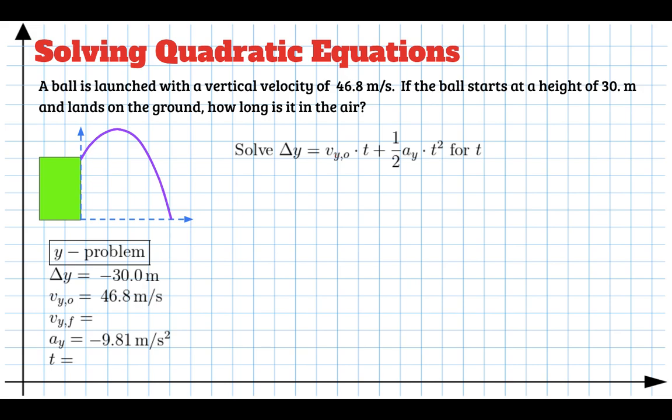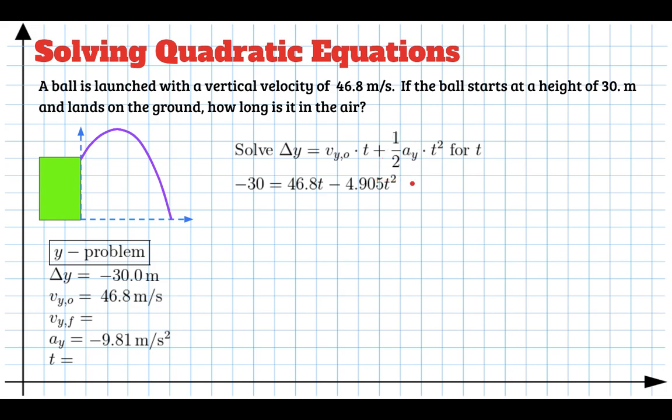So what I'm going to do is plug in the numbers right now. We're not going to try to solve this algebraically. That becomes a bit of a bear. But let's plug in the numbers. So delta y is negative 30. The velocity in the y direction is 46.8 times t. One half of the acceleration is negative 4.905. So one half of 9.81 is 4.905, and it's negative. And then you've got a t squared. So what I did was I just put in delta y, I put in the velocity initial in the y direction, and I put in one half of a, and I got this equation.